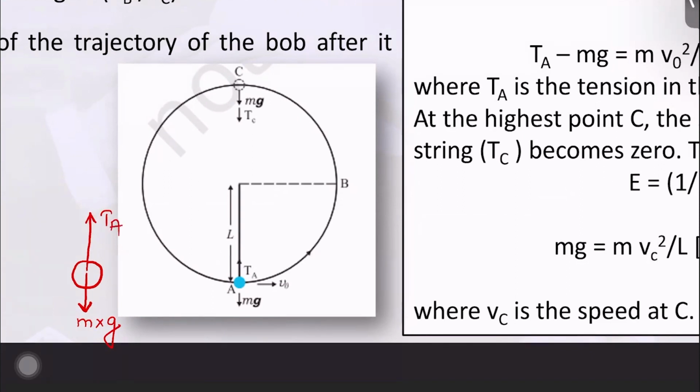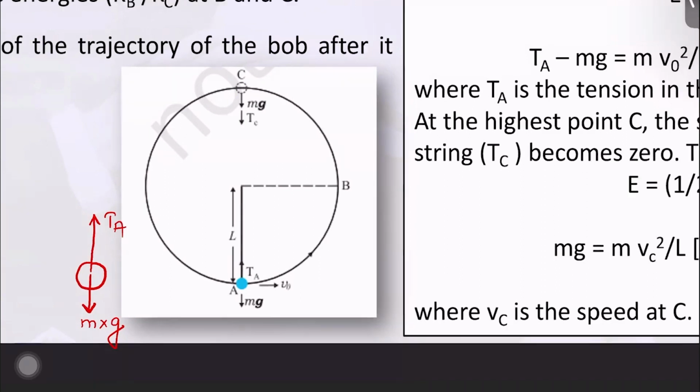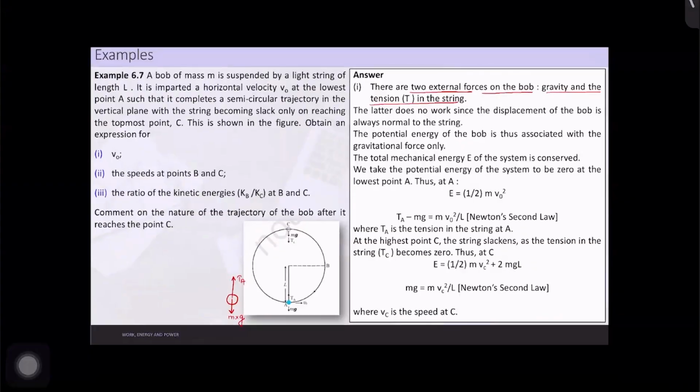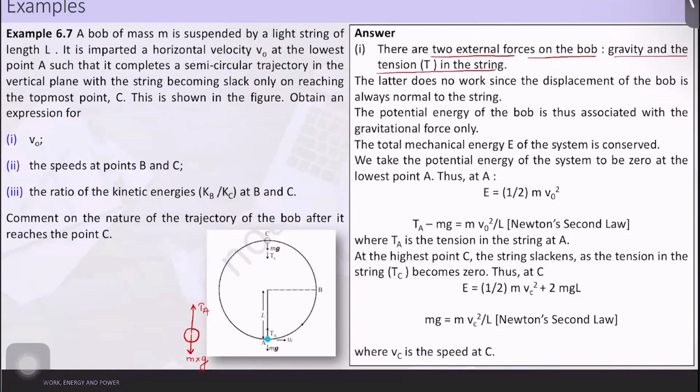The force which the rope provides to the ball is called the tension force. You will understand more about tension force in the subsequent chapters. So what are the two external forces here? One is gravity and the other is the tension in the string. The latter does no work, since the displacement of the bob is always normal to the string.